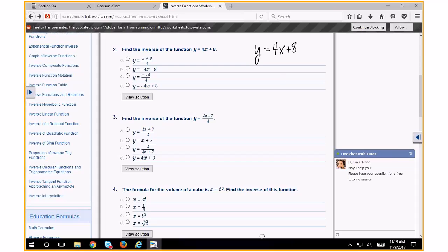Now, what were the rules for you in algebra when you were told to find the inverse function of something? That's not rhetorical. I'm asking y'all to remember. Didn't you switch the X and the Y? Yes. Good. You switch. So this would be X is equal to 4Y plus 8. And then subtract the 8. X minus 8 is equal to 4Y. Divide by 4. And Y is equal to X minus 8 over 4, or 1/4 times X minus 8.